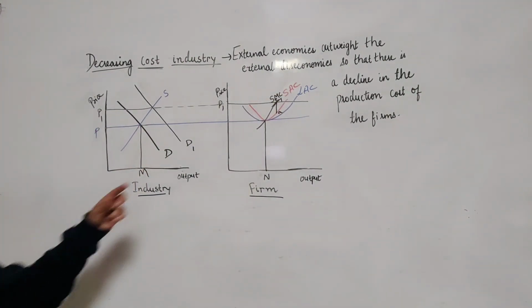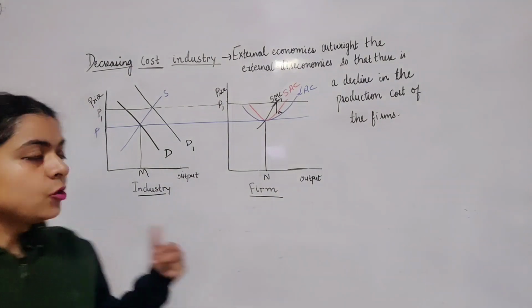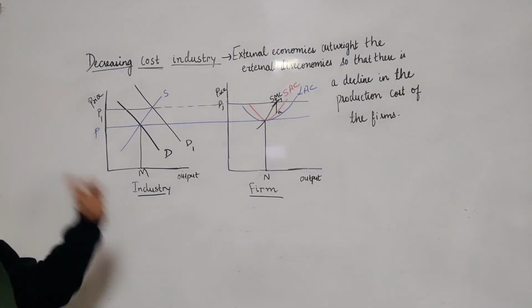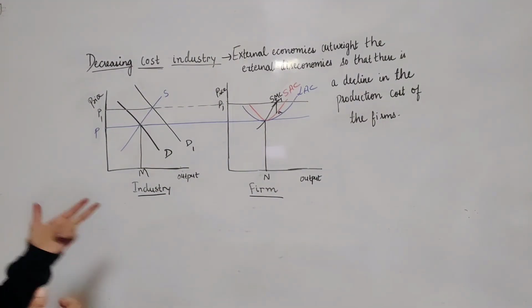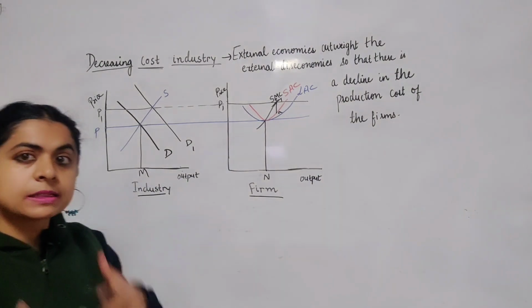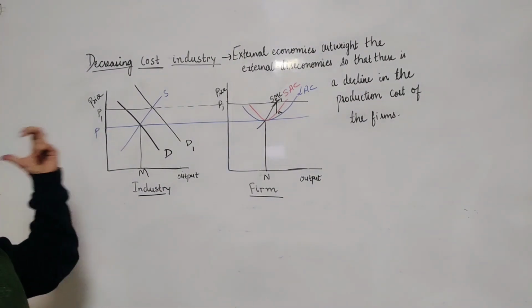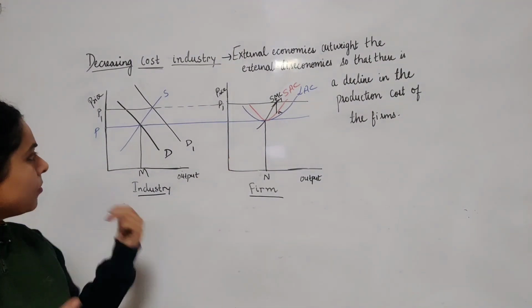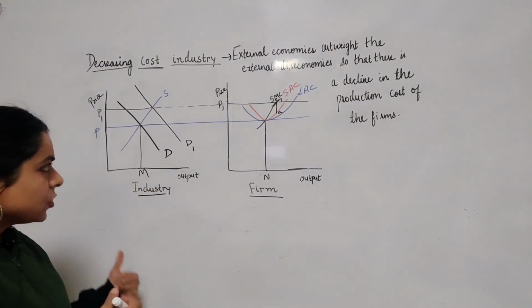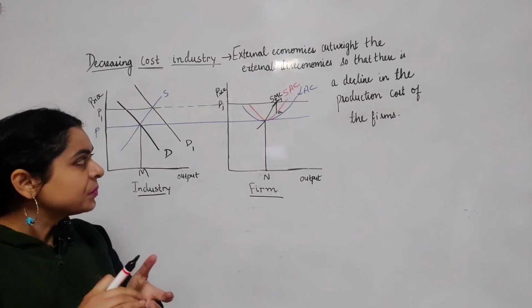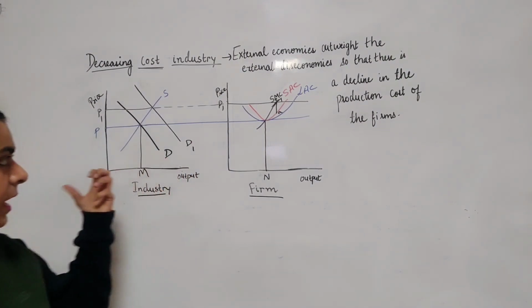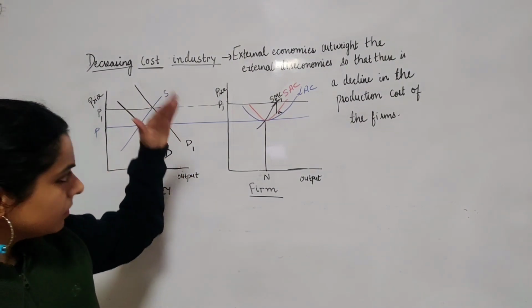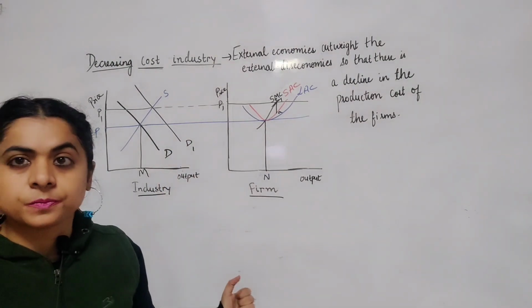Now, attracted by the excess profits, new firms will be entering the market, and this will lead to an increase in market supply. But at the same time, since we have considered here a case of decreasing cost industry, with increase in number of firms in the market, there will be a fall in the cost, and this will lead to a downward shift in the cost curves.